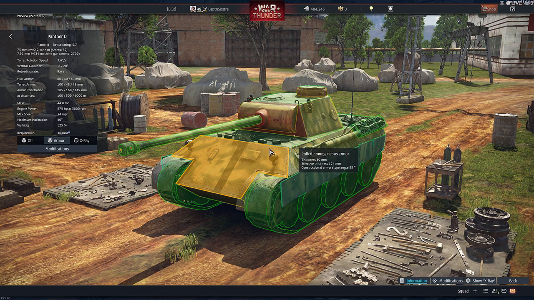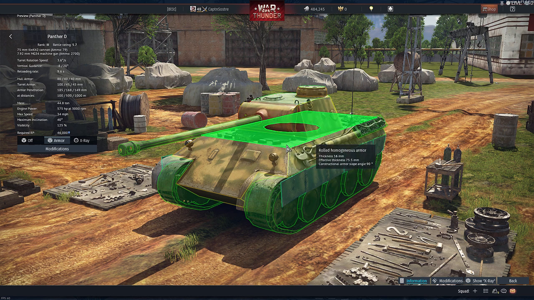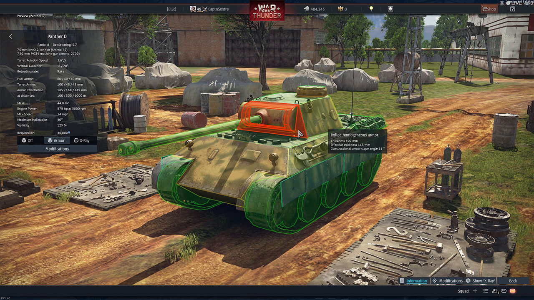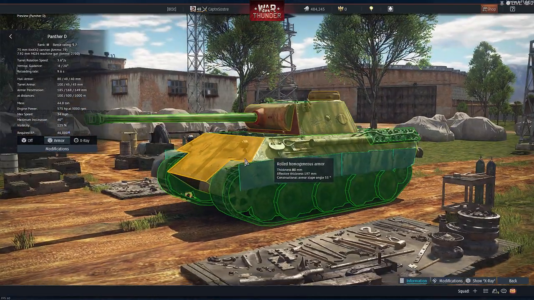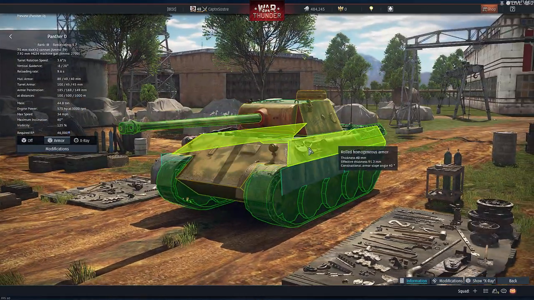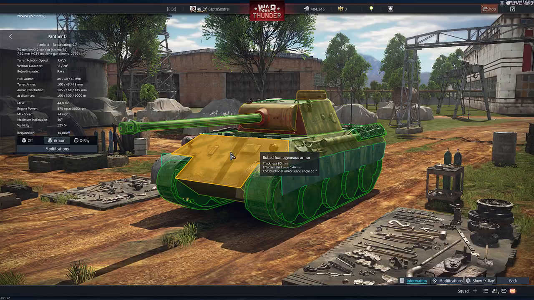We have the type of armor, so rolled homogeneous, gun steel, cast, structural steel chassis, tracks, etc. We have the thickness of the plate, and that's measured as the actual thickness, not taking into account the angling of the plate or anything of that sort. We have the effective thickness, which takes into account the angling of the plate, but that's actually a bit misleading, and we'll get to that in a bit.